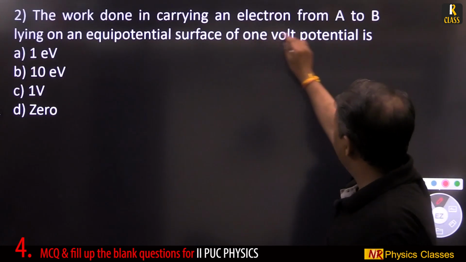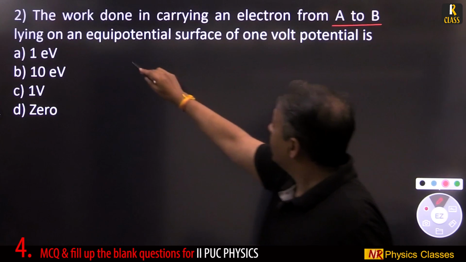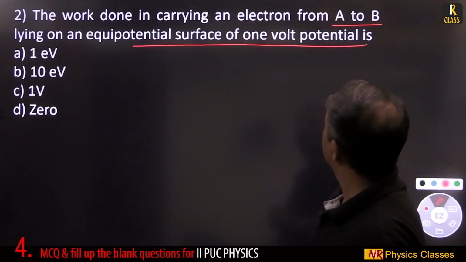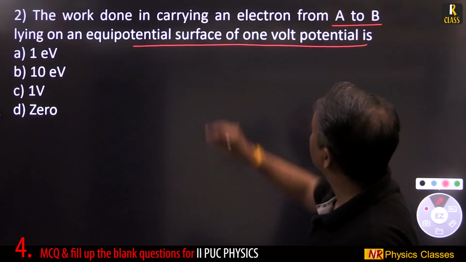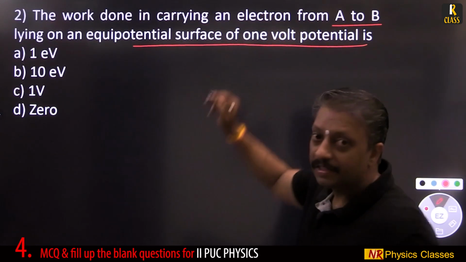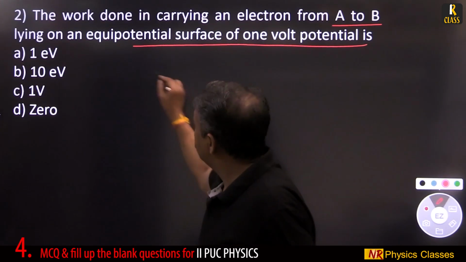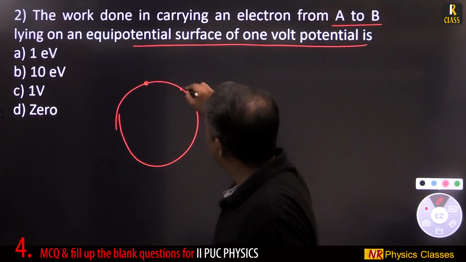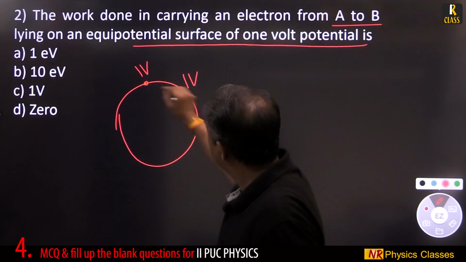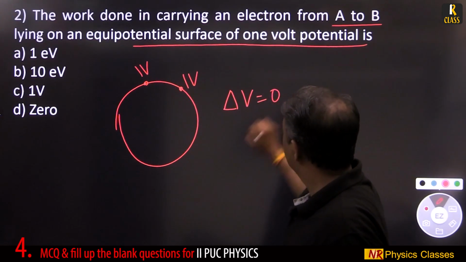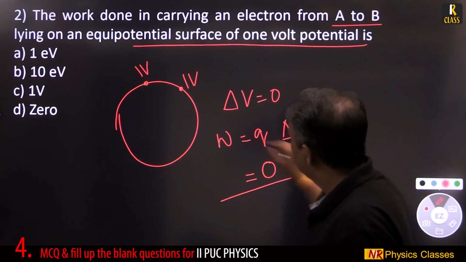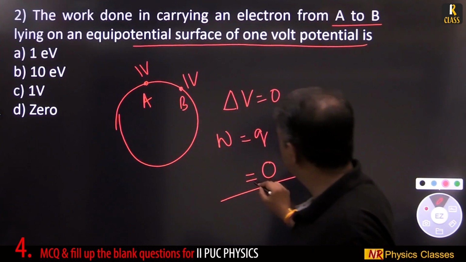Work done in carrying an electron from A to B lying on an equipotential surface of 1 volt potential is 1 eV? Equipotential surface means potential should be the same at every point. Here it is 1 volt, 1 volt, so potential difference is equal to 0. Work done is charge times potential difference, that is also equal to 0. So if this is point A and point B, then work done is 0.